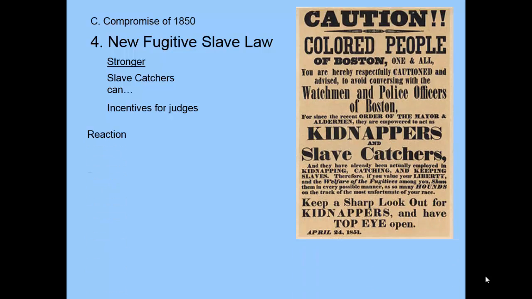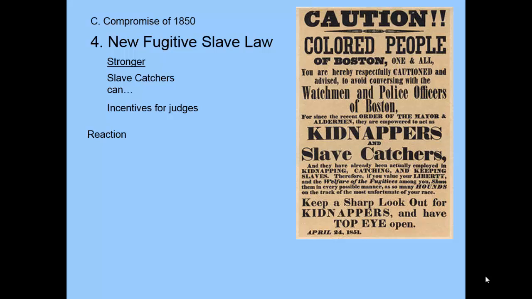Reaction. So as I said, the North does not like these rules, and so we see the North openly defying the new, stricter fugitive slave laws. Here we see an actual newspaper article. It says caution, and it's using a term that was used at that time to refer to African Americans. Caution, colored people of Boston, and it's warning them that there are slave catchers in the neighborhood and that the police have to help the slave catchers. So avoid the slave catchers, avoid the police, stay indoors, hide.